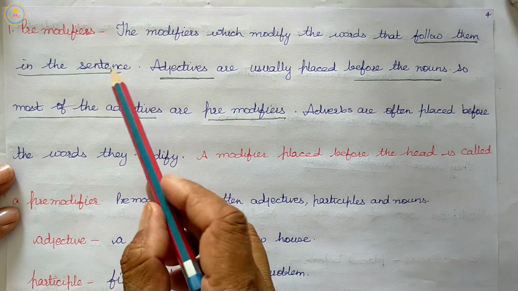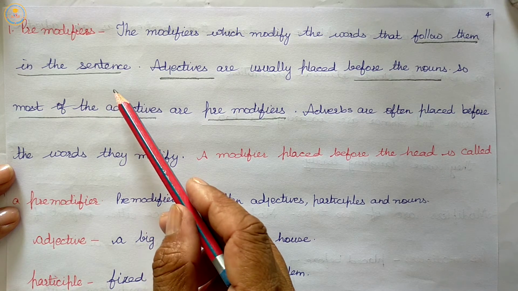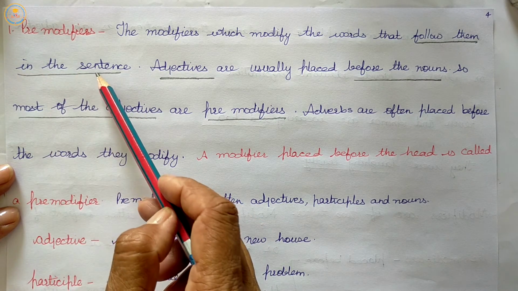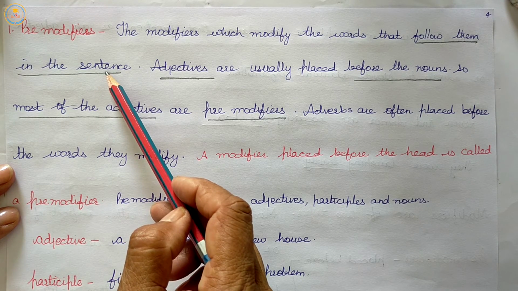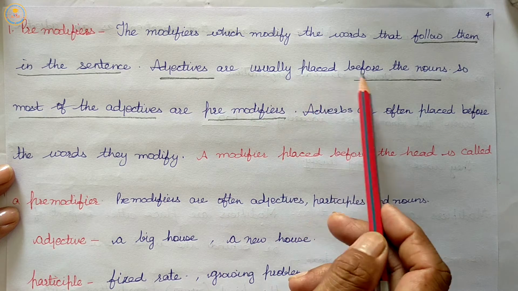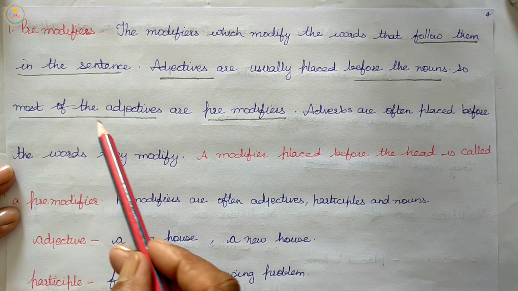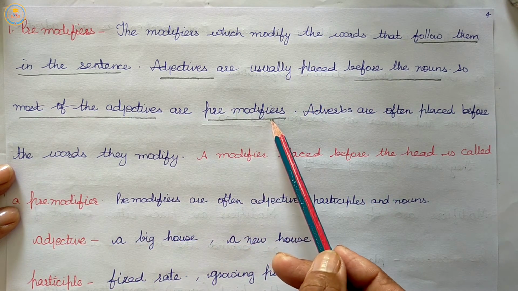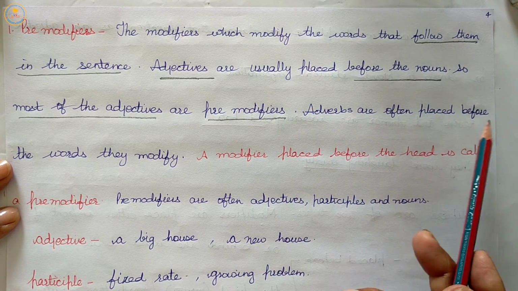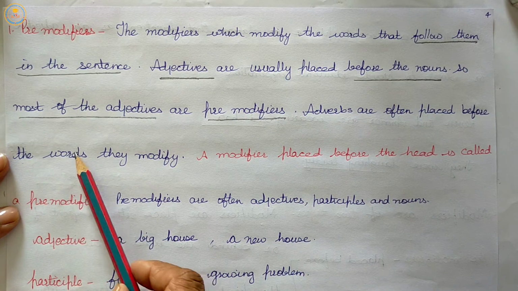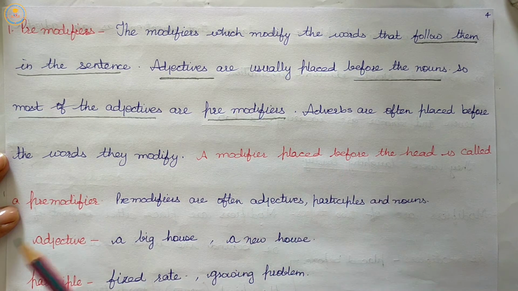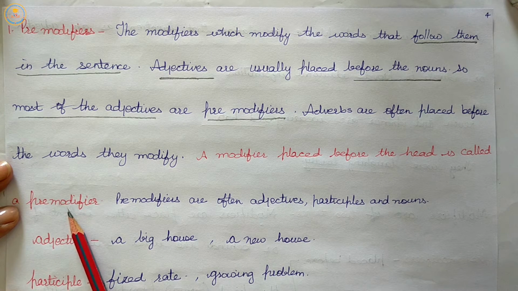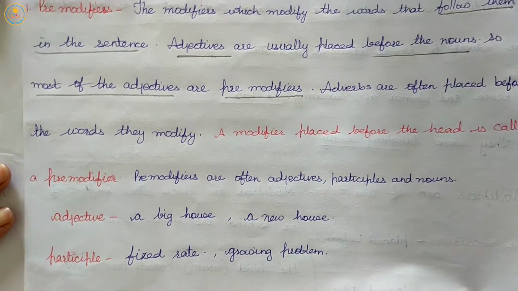Listen carefully. The modifiers which modify the words that follow them in the sentence are called pre-modifiers. And adjectives are usually placed before the nouns, so most of the adjectives are pre-modifiers. Adverbs are often placed before the words they modify. A modifier placed before the head is called a pre-modifier. Pre-modifiers are often adjectives, participles or nouns.